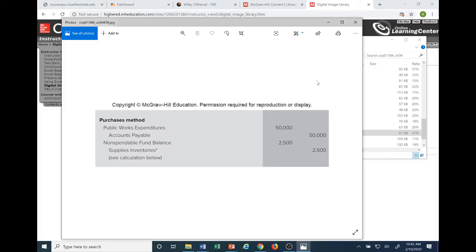Okay, next is the purchases method, and once again, this is not as popular as the consumption method. Under the purchases method, expenditures are debited when supplies are received. So in this case, we're just going to skip debiting supplies and we're going to debit expenditures, right? So we can see right here, instead of debiting supplies, we debited public works expenditures for 50,000, because that's how much we ordered throughout the year, and then credit accounts payable.